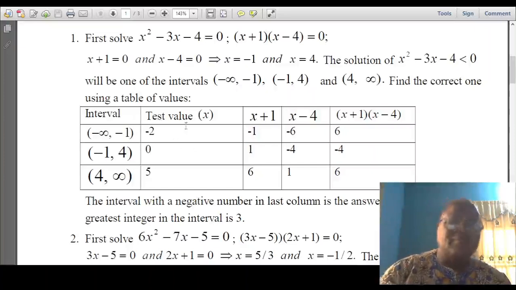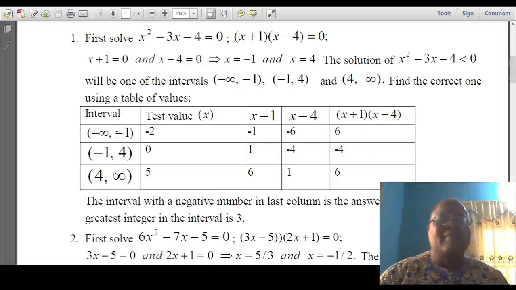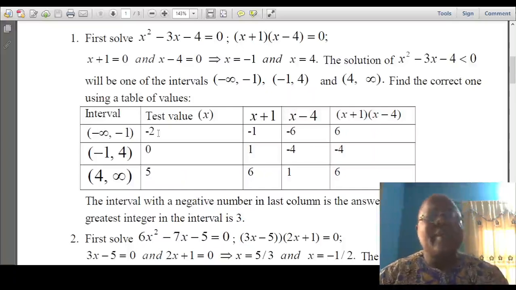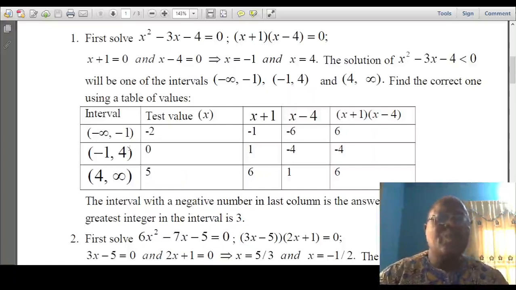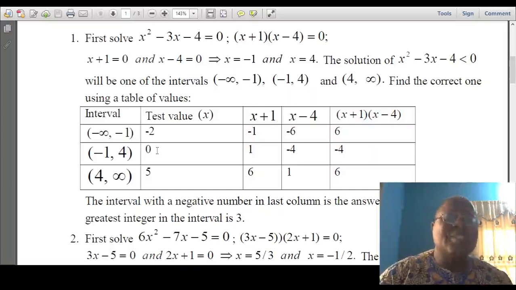Then for the second column, test value x, you choose any number in between your interval on the first column. For instance, between minus 1 and minus infinity, we can get minus 2. The smaller your answer, the better for you to handle. And between minus 1 and 4, you have 0 there. You have other numbers, but choose the simplest one like 0. Between 4 and infinity, I have 5. Of course, after 4, the next number is 5. You can check 50, 100, but the simpler the number, the better for you to handle.